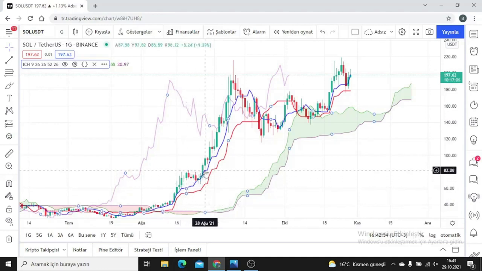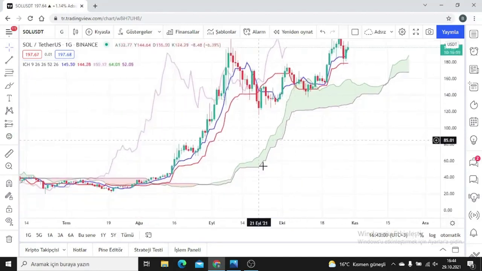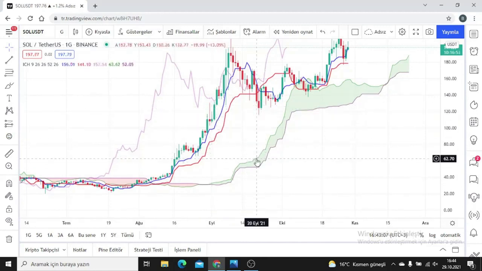When Tenkan-sen crosses the Kijun-sen upward, it creates a buy signal. Let's agree on this first, guys. If the cloud is at the bottom of the price chart, it creates a buy condition. If the cloud is above the price, it does not create a buy condition.